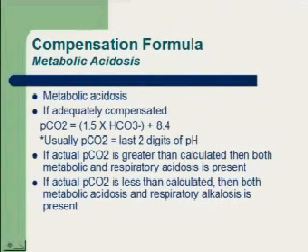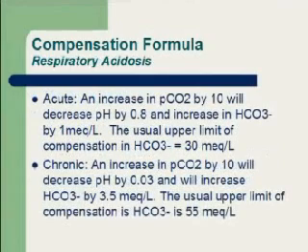Usually if the PCO2 is greater than what you calculate in the formula, then both metabolic and respiratory acidosis are present. If the actual PCO2 is less than what's calculated, then both metabolic acidosis and respiratory alkalosis exist. In an acute setting, an increase in PCO2 by 10 will decrease the pH by 0.8. An increase in the bicarbonate level by 1 milliequivalent as well. The usual upper limit of compensation for bicarb is 30 milliequivalents.